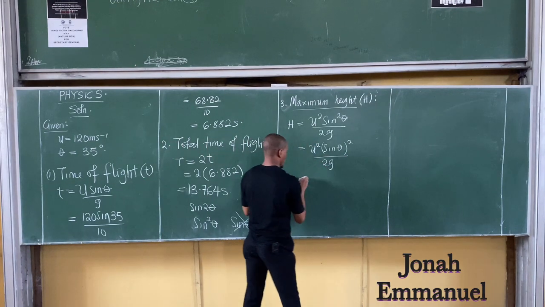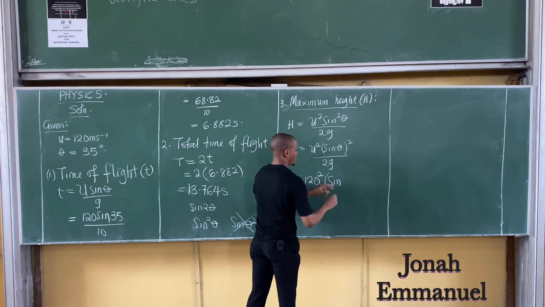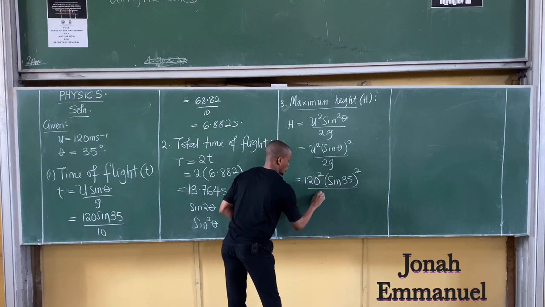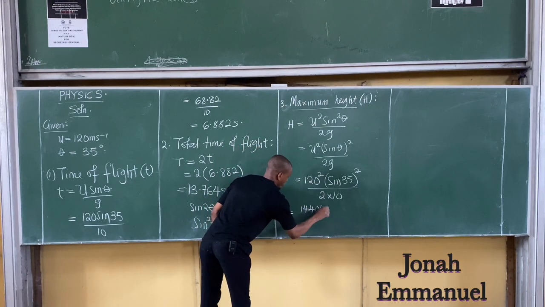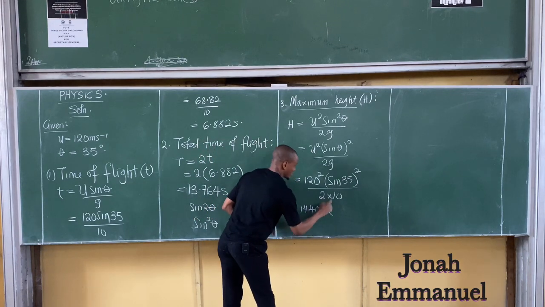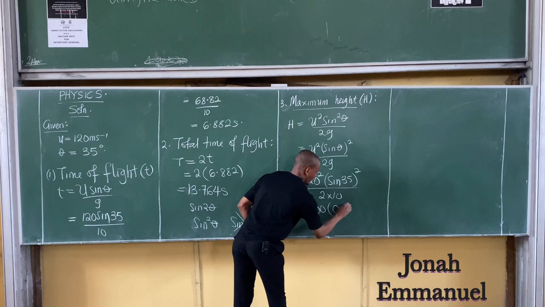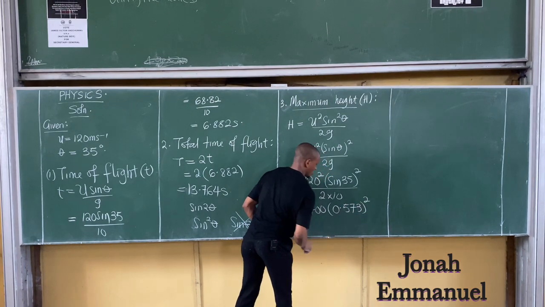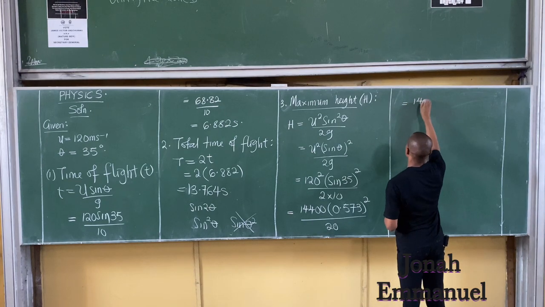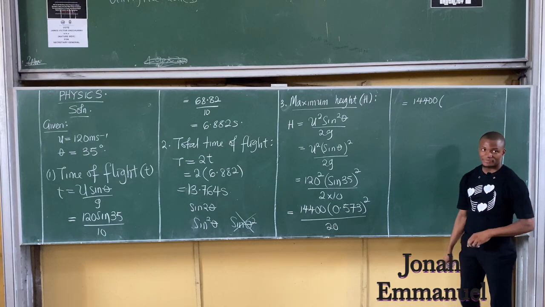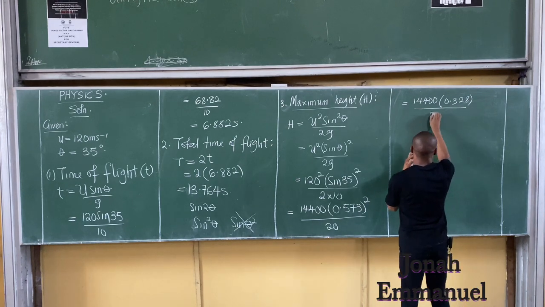All over 2g. So it's now equal to input value. This one is 120 squared into, this gives you sine theta was what? 35? 35 all squared all over 2g. 2 times 10. Right. This is now equal to 14400, if I'm not mistaken. What's sine 35? 0.573. Alright. All squared. All over 2 times 10 is 20. Work this out. 14400. Please give me this one squared. What do you get? 0.328. Okay? All over 20.